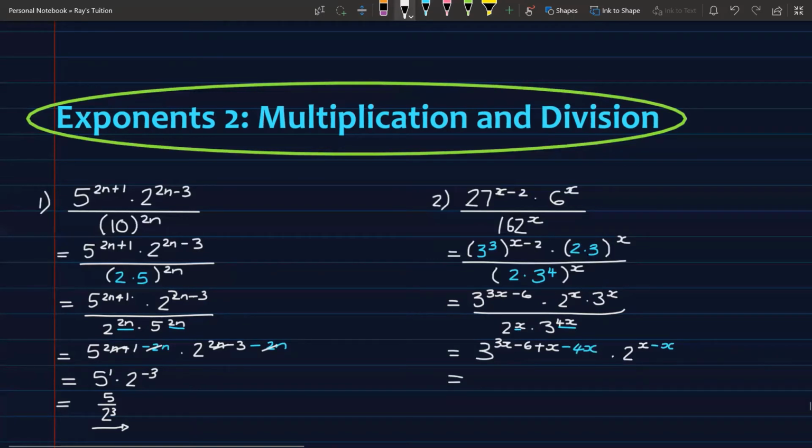This here is 3x plus x, which is 4x, minus 4x, so they cancel out, leaving us with 3 to the power of minus 6. And then this here is x minus x, which is 0. If we simplify this further, 2 to the power of 0 is 1. And to make that a positive exponent, we take it to the denominator. And that is the most simplified form. Okay, so you see, if we do it step by step, it's quite simple.